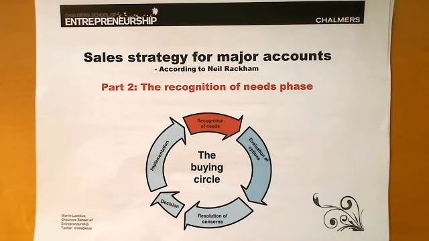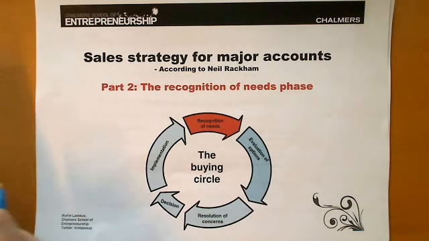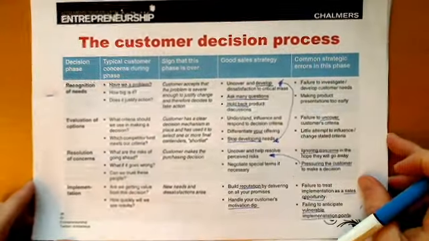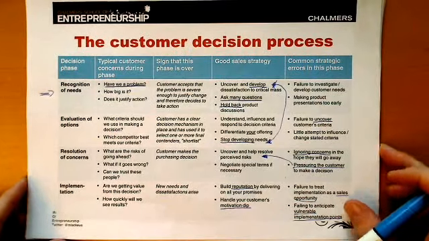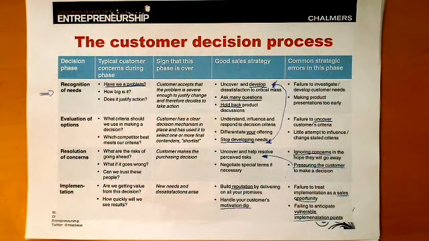This is part 2 of entrepreneurial sales strategy. Here we will look at the recognition of needs phase, which is the first part of the buying circle, where you normally start, or hopefully start. Let's start this part by going back to this overview of the customer decision process.